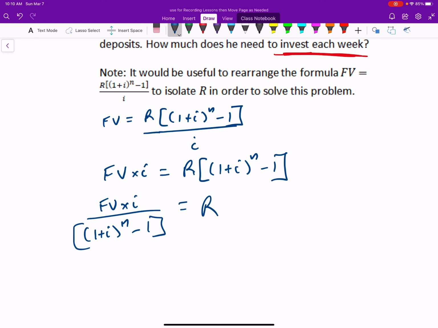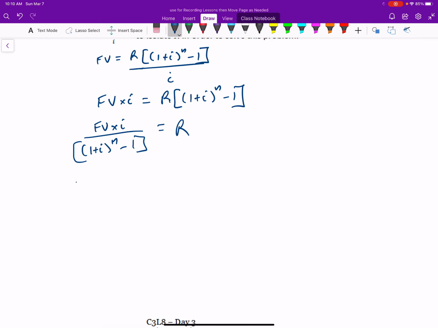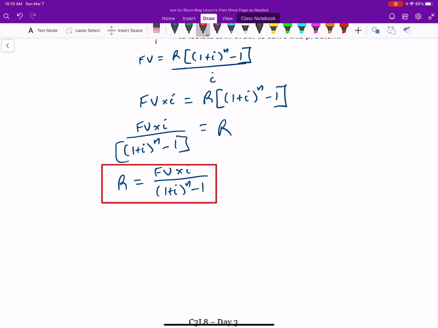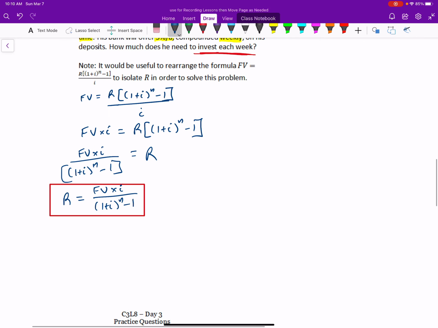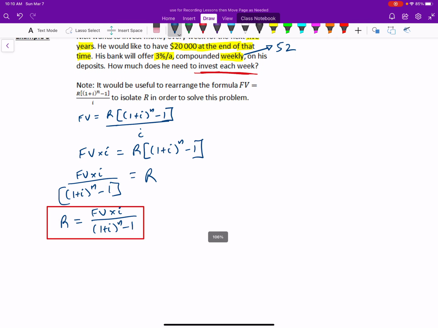And now I've got R by itself. So this is a good formula. I'm just going to rewrite it with R on the left-hand side. So R equals FV times i over (1 plus i) to the n minus 1. I would say, just keep this formula handy anytime you are asked to find out what the regular payment is in a future value annuity situation.